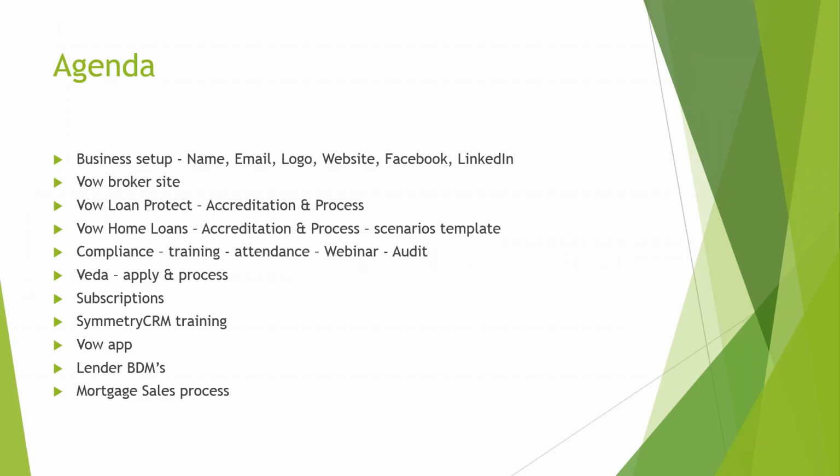We're going to look at setting up your business. I'm going to take you on a tour of the VOW site so that you're aware of all the information that's available to you. We'll also look at VOW Loan Protect, how you get accredited and how you create quotes in Symmetry. We'll then look at VOW Home Loans, again the accreditation process and making sure that you all have the scenarios template. We're going to have a look at some of the compliance, do some training, make sure you attend any sessions that are coming up in your area, show you where there's access to webinars that have been conducted before, and then we're also going to look at what the audit process is and what you need to make sure that you have in place.